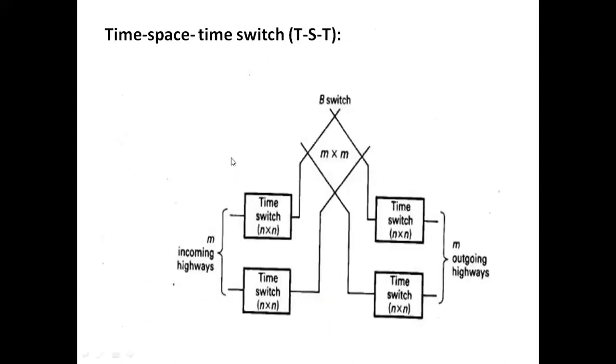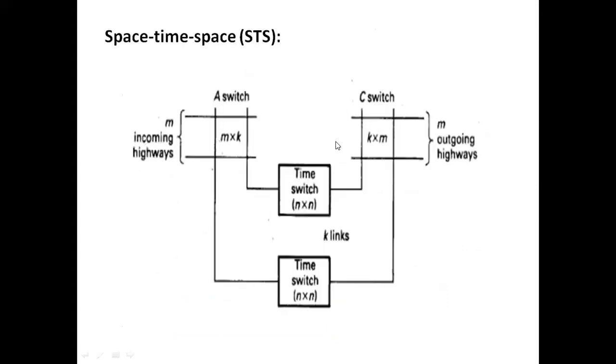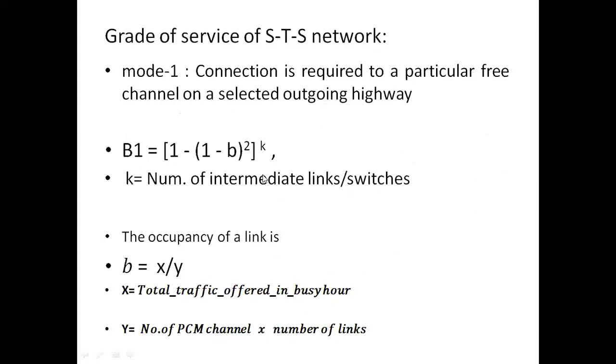Small k represents the number of switches. In this case, you have the number of time switches, or the number of links which connects switch A and then switch C. Small k represents the number of intermediate links or switches. The small b represents the blocking probability of these intermediate links or switches.